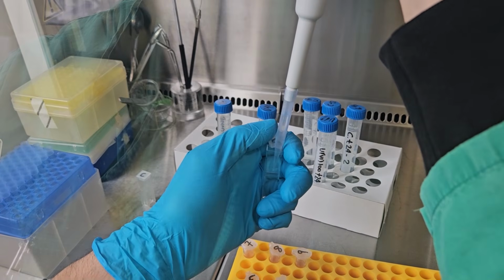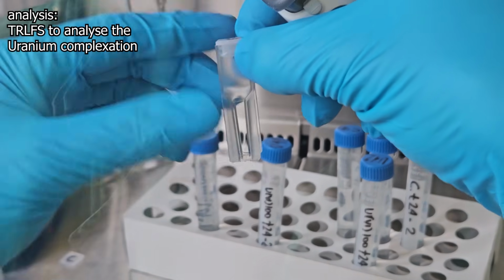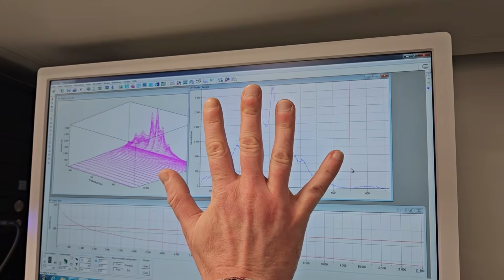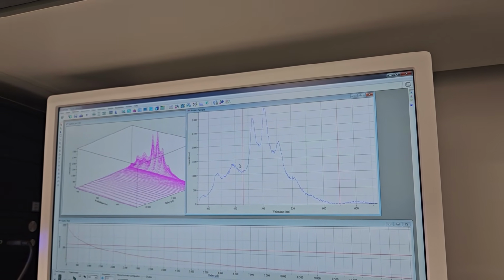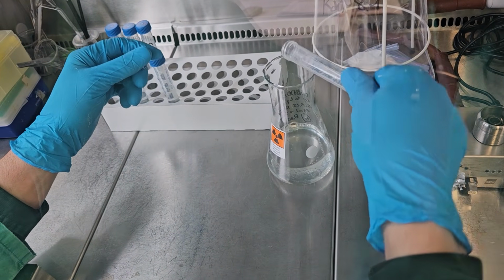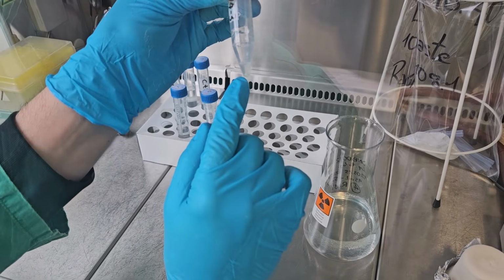With the TRLFS we can not only determine how much uranium is present in the solution or the microorganisms, but also make statements about the chemical form based on factors such as lifetime of the uranium fluorescence and also band shifts. Since we also want to know how it is contained in the microbes, a pellet is also needed for the measurement. The suspensions were combined and centrifuged.